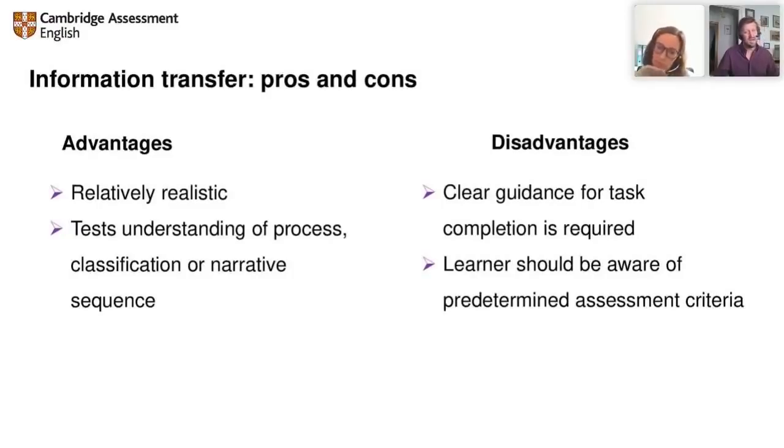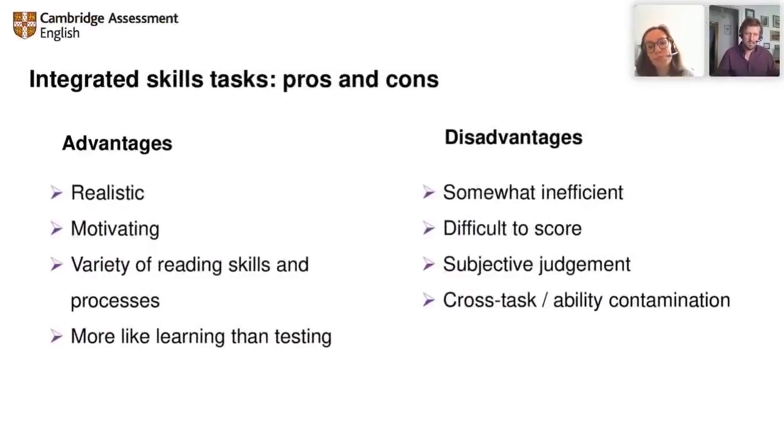Information transfer, again, advantages: it's relatively realistic. It's more realistic, and the test can test the understanding of process, classification, narrative sequence. Disadvantages, Victoria? There needs to be clear guidance for task completion. So you really need to tell your students how they're going to be assessed, and give them clear criteria. And they should, of course, be aware of it. So these are two very important points to bear in mind when having these types of tasks.